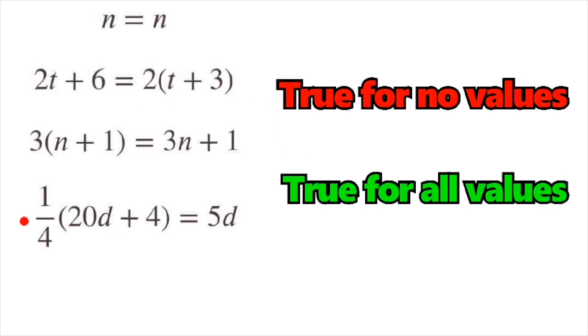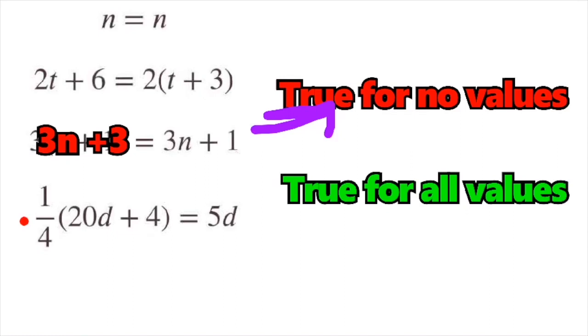All right, now I have 3 times the quantity n plus 1 is equal to 3n plus 1. Once I distribute that 3 inside of my parentheses, I will get 3n plus 3. Is 3n plus 3 the same as 3n plus 1? Yeah, definitely not. So it's going to be true for no values.